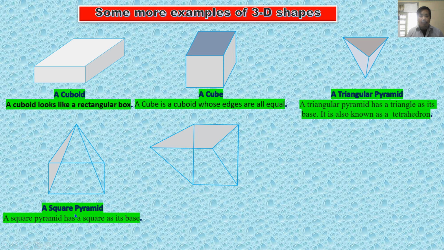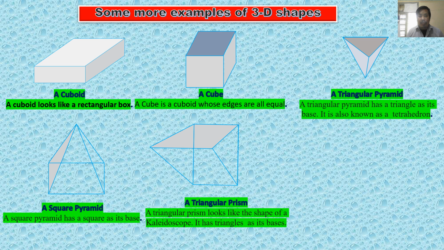Now next we have another one called the triangular prism. A triangular prism looks like the shape of a kaleidoscope. The triangular prism can also be found in your science labs. They are used for physics also. If you go to the physics lab, then you can find this triangular prism. They are made of glass only. And it is also a type of kaleidoscope only. A kaleidoscope is a kind of device that you have studied in science also. Okay, don't worry about the kaleidoscope.